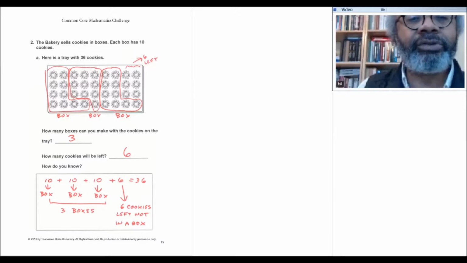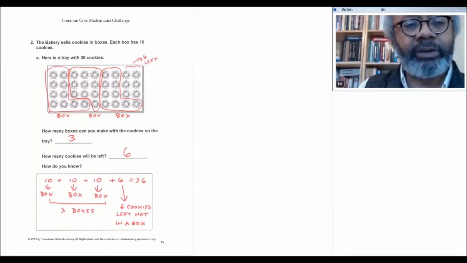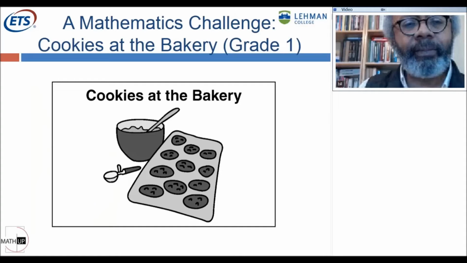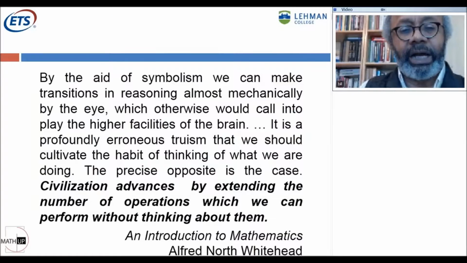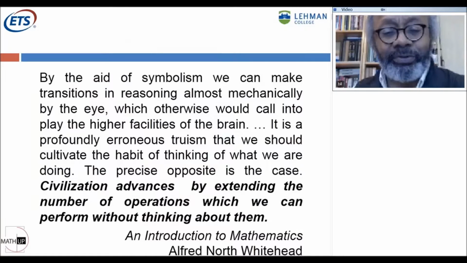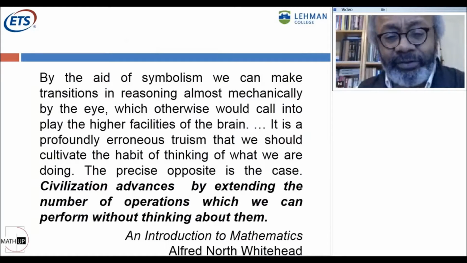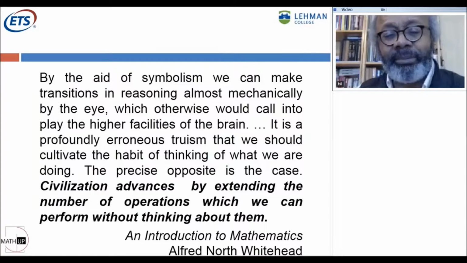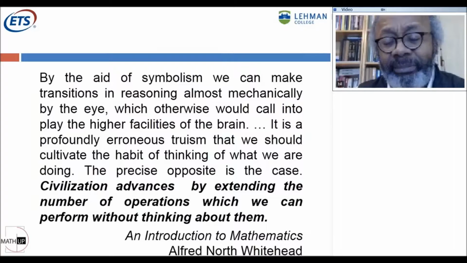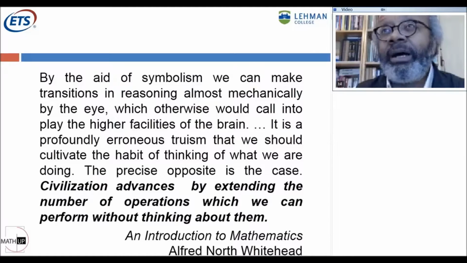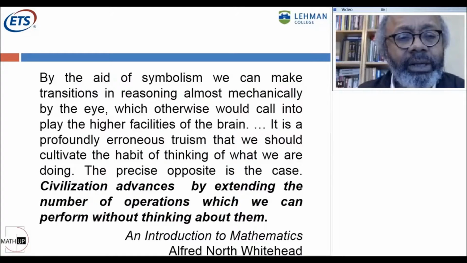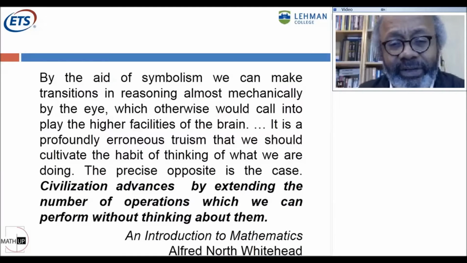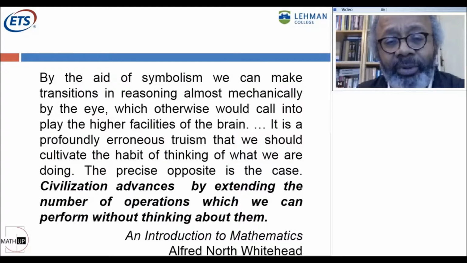If I can go back to the PowerPoint, I wanted to end with a quote that I shared from a mathematician and philosopher, Alfred North Whitehead, in a beautiful little book called An Introduction to Mathematics. It was written about 100 years ago, in 1910 or 1911. And in this book, Whitehead says, by the aid of symbolism, we can make transitions in reasoning almost mechanically by the eye, which otherwise would call into play the higher faculties of the brain.